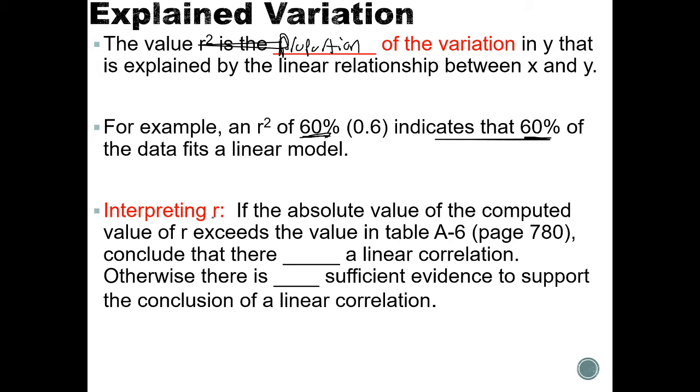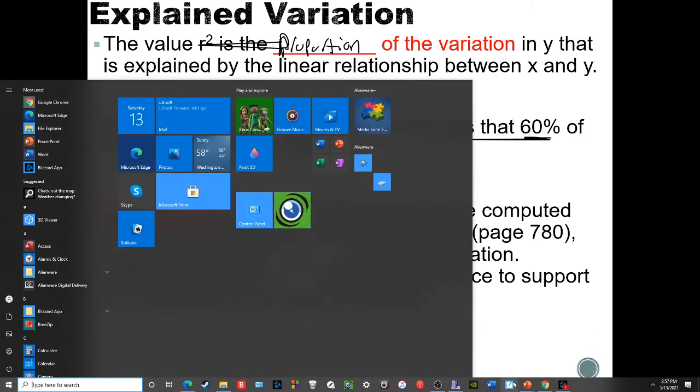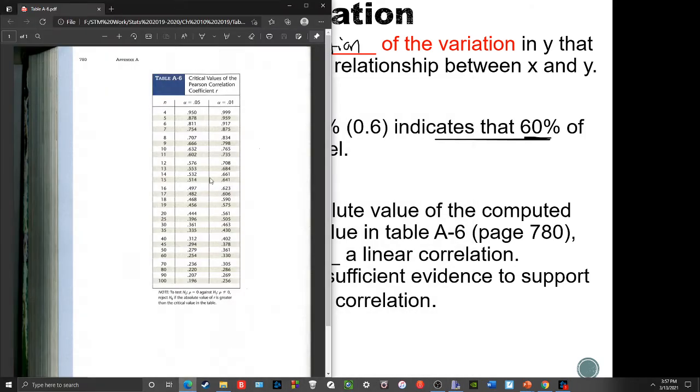Now, let's focus back on r here for a minute. How do we actually figure out what r makes for a statistically linear correlated set of data? Well, you're going to take the absolute value of r, because remember, r can be negative. Just taking the absolute value makes it easier to compare. And you're going to refer to table A6, and we're going to conclude that there is a linear relationship if the absolute value of r exceeds the value in table A6, which is, right, I thought I had it up here. There we go, right here.